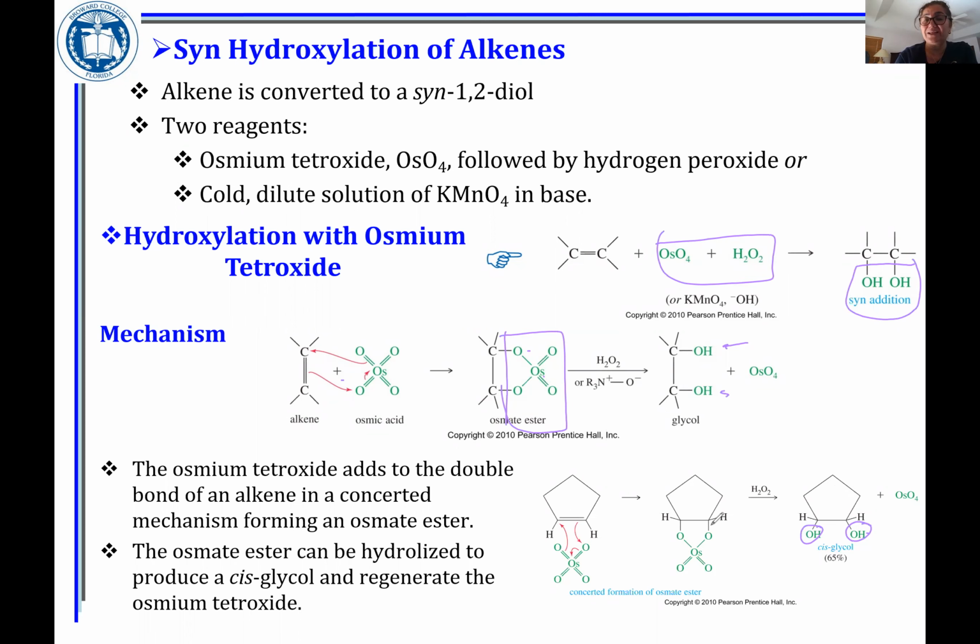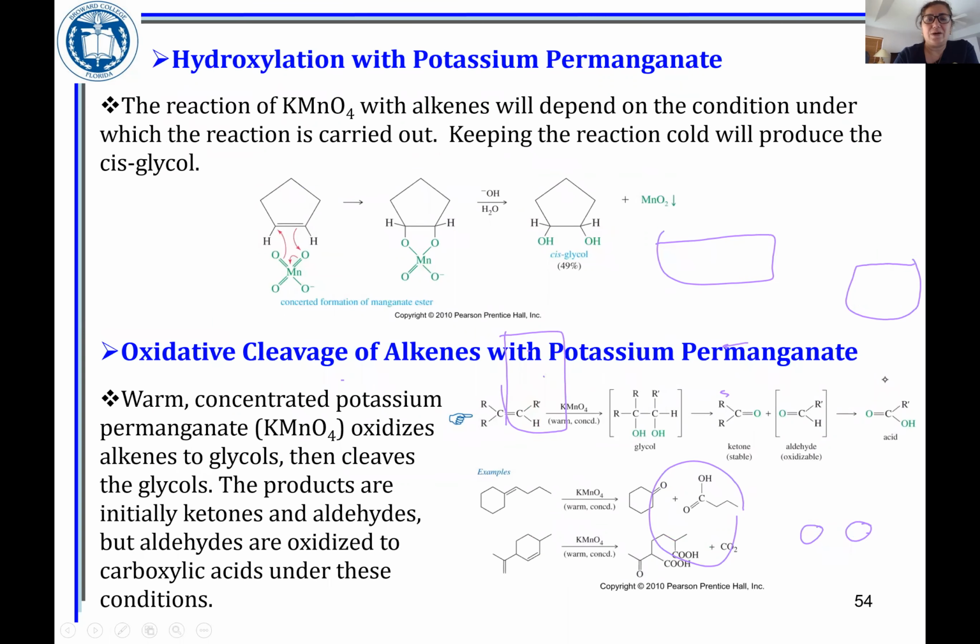If you have a cyclic system, you have cis or trans. For open chain, you don't have cis or trans, but in case it's a chiral center, it's going to be S or R. But for cycloalkene, when you add the OHs, it's going to give you a cis product. Questions?